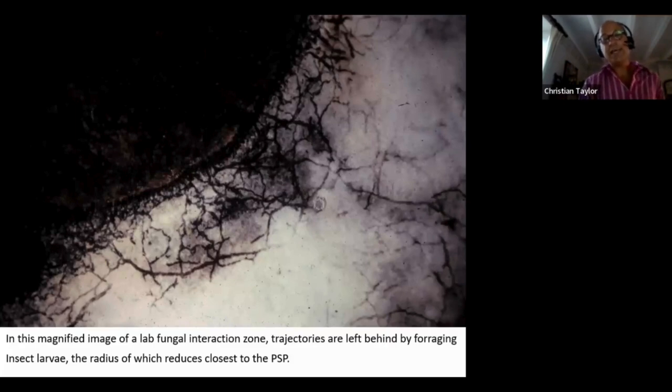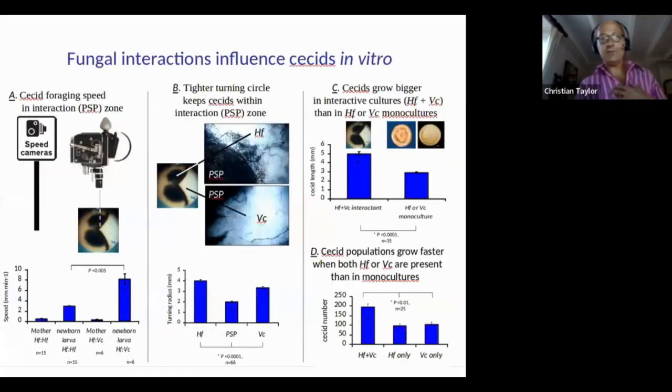So what we can see, if we follow that theory here, is that close to the PSP area, we have tighter turning circles, and further away from the PSP, we've got the straighter lines. And this suggests that the insects are quite fond of staying close to the PSP boundaries, which is what we've been observing in the field.